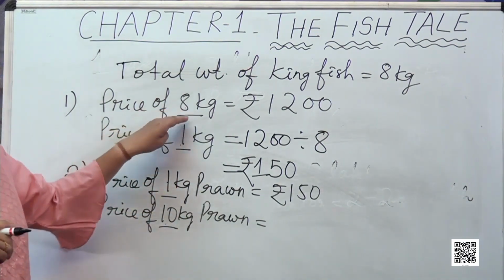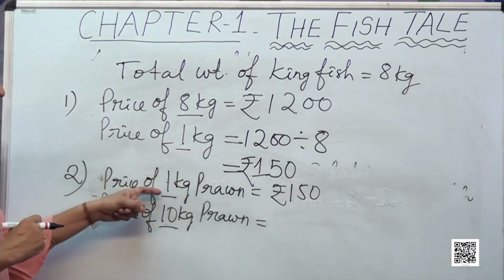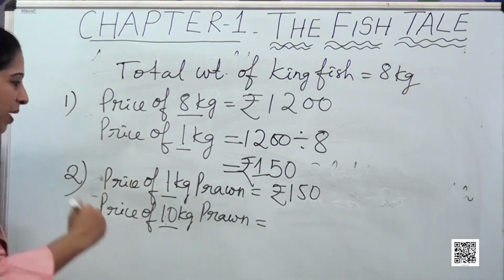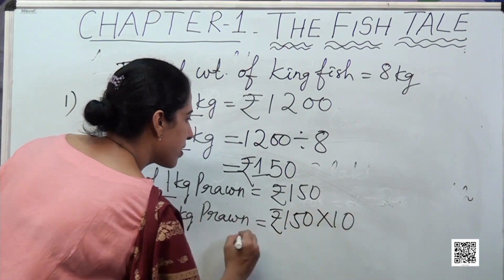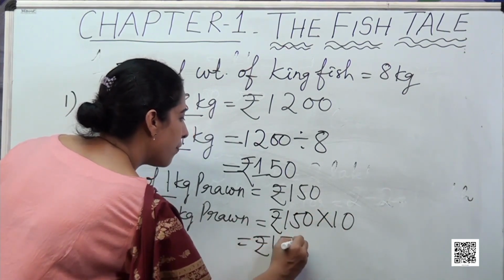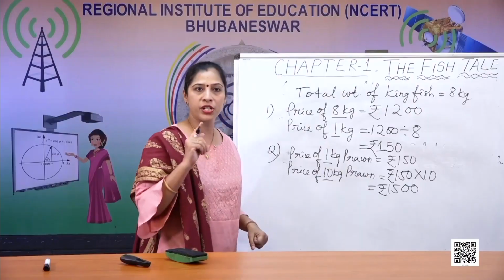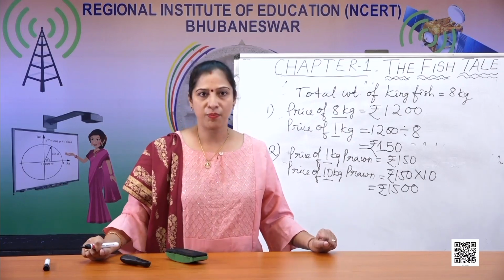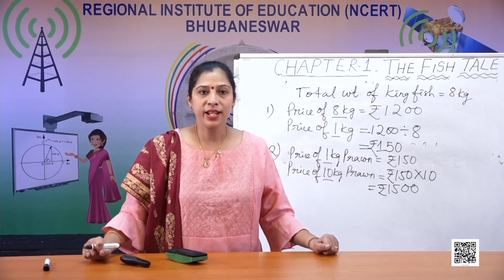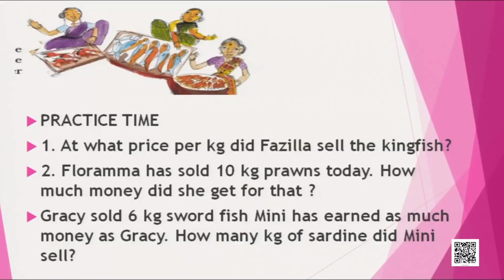So when you go from many to one, we divide. When you go from one to many, we multiply. So 150 into 10 is equal to rupees 1500. So she got 1500 rupees by selling 10 kgs of prawn. Let's go to the next question. Gracie sold 6 kg swordfish. Minnie has earned as much money as Gracie. So how many kg of sardines did Minnie sell?